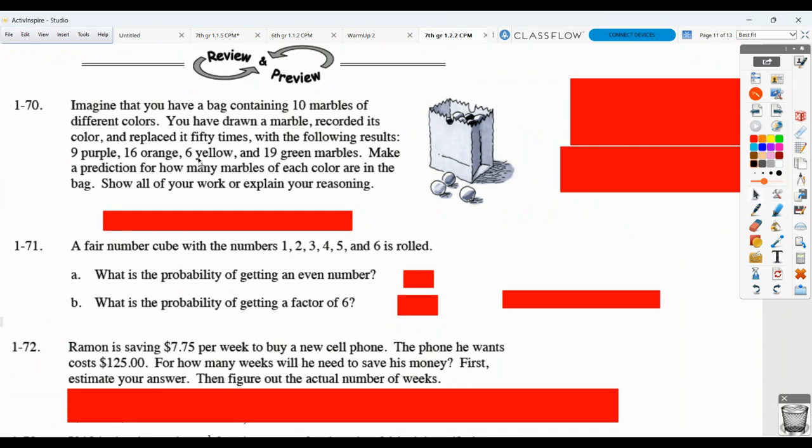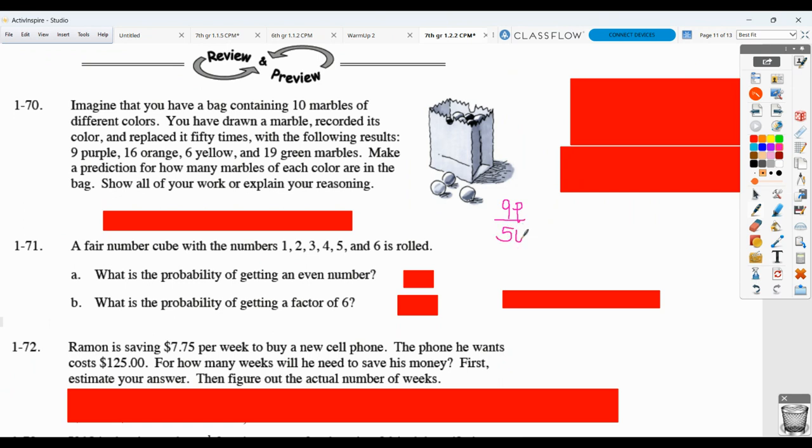So my suggestion to you would be that when you have done this 50 times, these should add up to 50. But keep in mind, we only have 10 marbles in the bag. What's happening is you're pulling them out and putting them back in. So one way to view it would be, out of 50 times, we got 9 of them to be purple. So we got 9 purple out of 50.